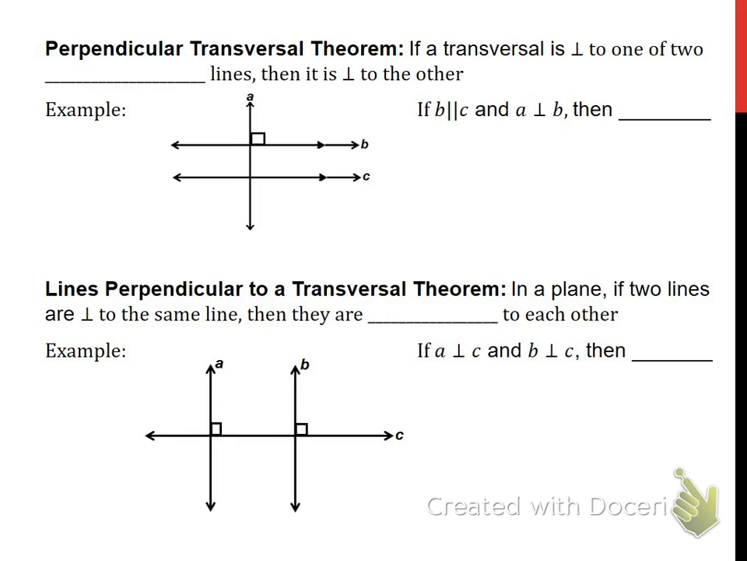All right, full of theorems today. These ones do have their own names. The perpendicular transversal theorem. If a transversal is perpendicular to one of two parallel lines, then it is perpendicular to the other. Okay, so for example, if we know that lines B and C are parallel, they put those little triangles on them for us, and we know that A is perpendicular to B, then what else do we know about line A? It's also perpendicular to C.